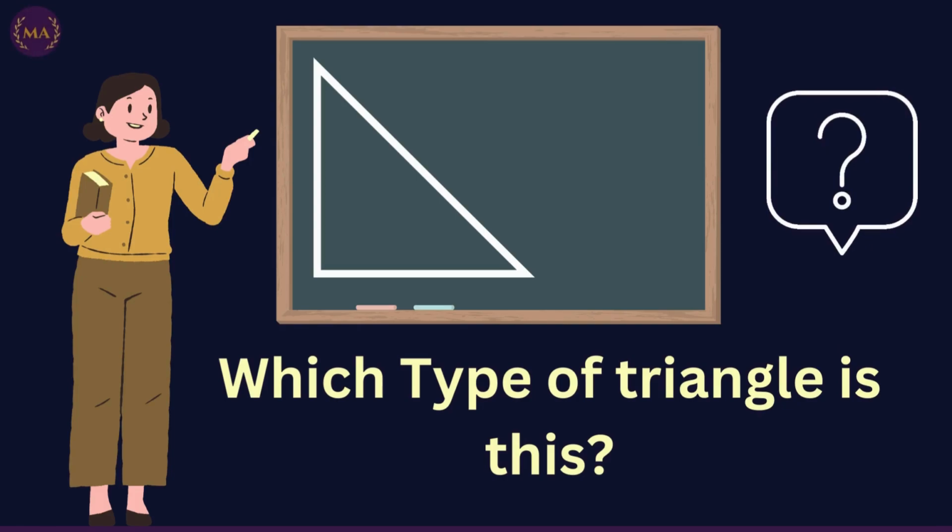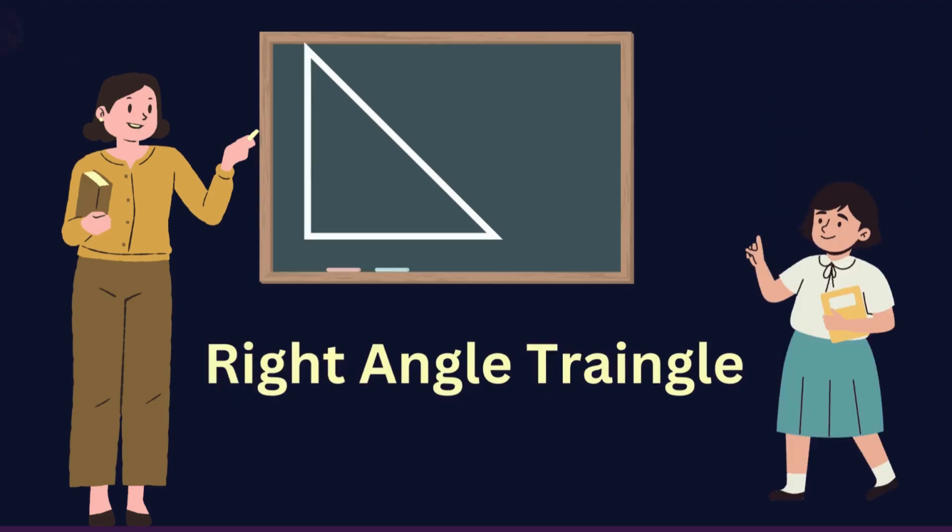Can you see a triangle on the board? Can you tell me what type of triangle this is? We have studied different types of triangles, right? Which type of triangle is this? Yes, the right angle triangle with one angle 90 degrees. Perfect.